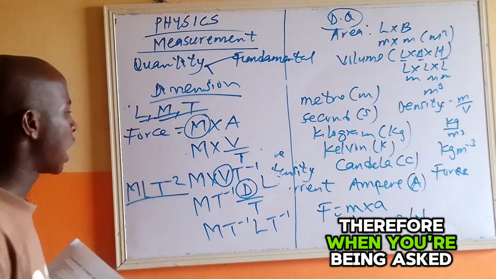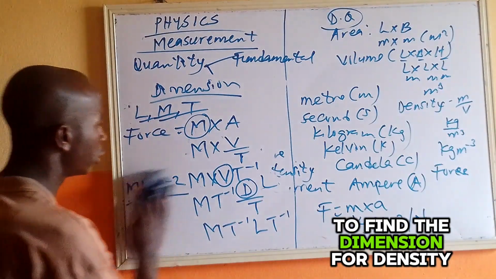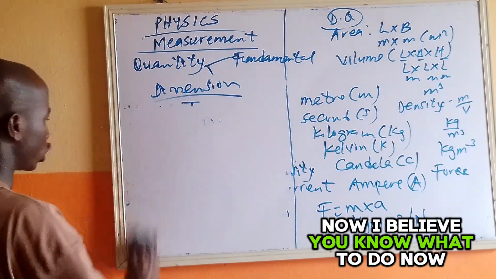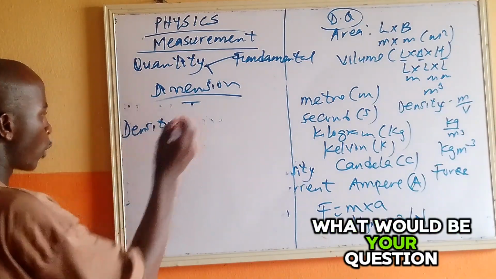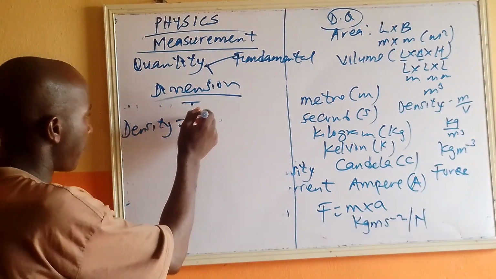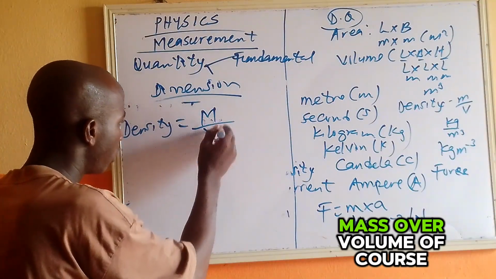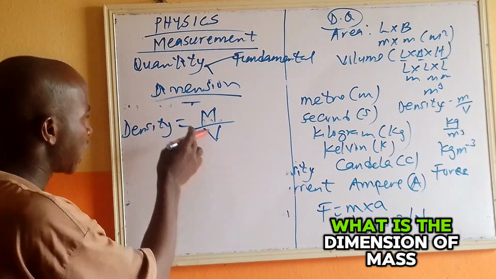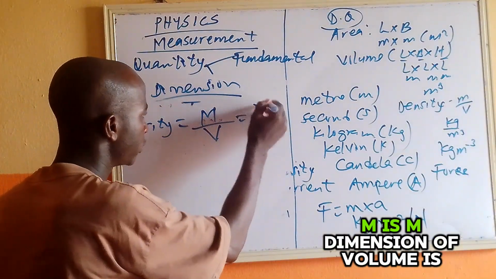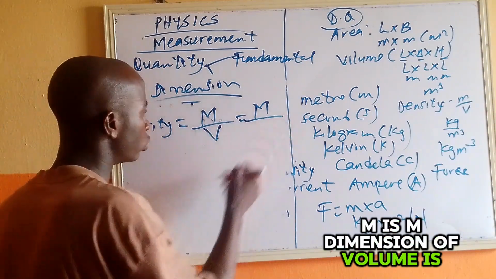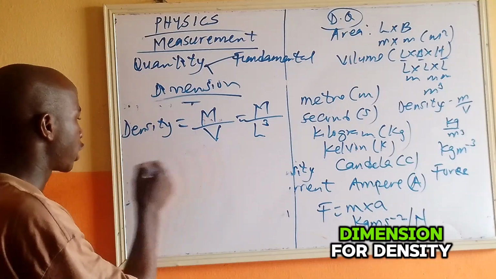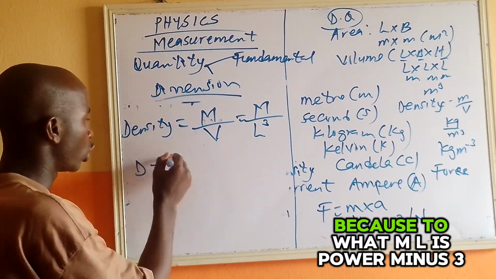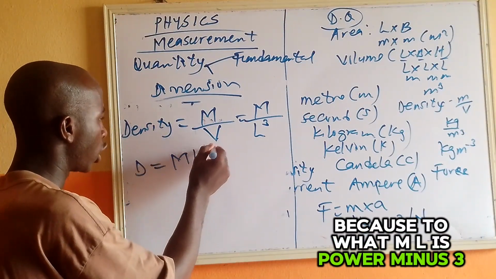Therefore, when you are being asked to find the dimension for density now, I believe you know what to do now. Dimension for what? Density. What will be your question? What is the formula for density? Mass over volume. Of course, so what is the dimension of mass? M is m. Dimension of volume is what? Length raised power 3. That means dimension for density is equal to what? M L raised power minus 3.